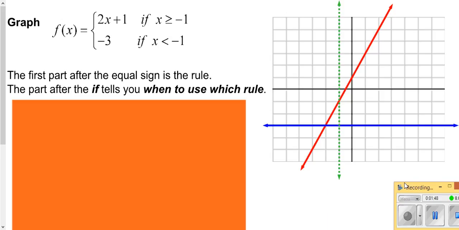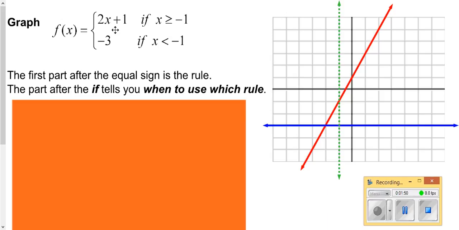We have this piecewise function. It says we want to use 2x plus 1 whenever we have something greater than or equal to negative 1. And we have negative 3 as our output whenever we try something to the left of negative 1. So all I did was just draw a vertical line here, a dotted line at negative 1, because that's where we switch from one rule to the other rule.